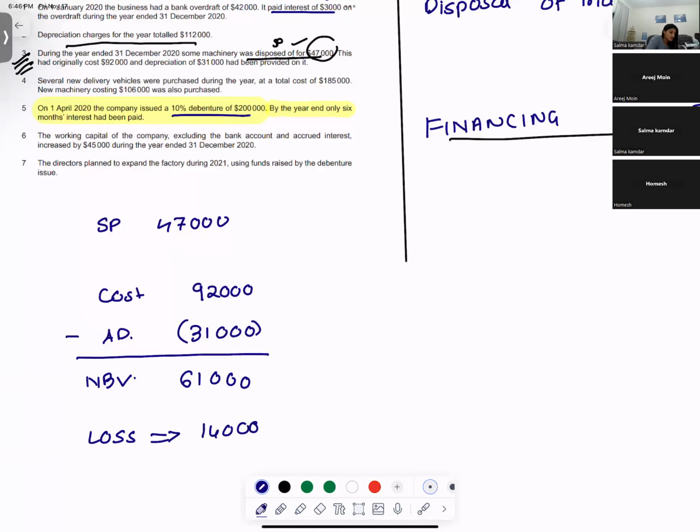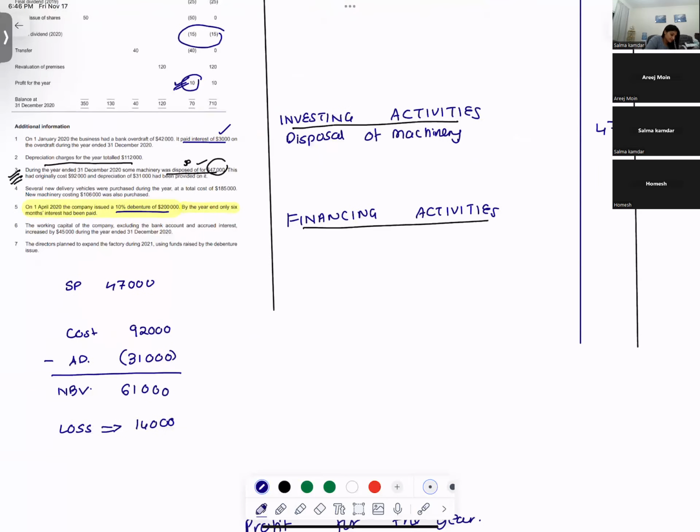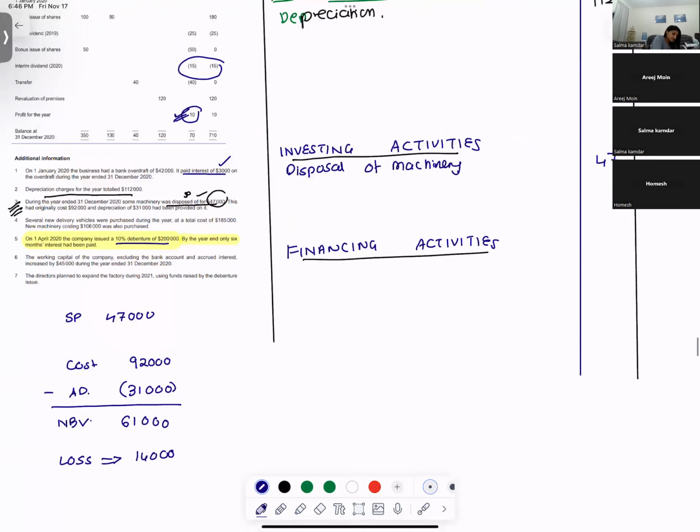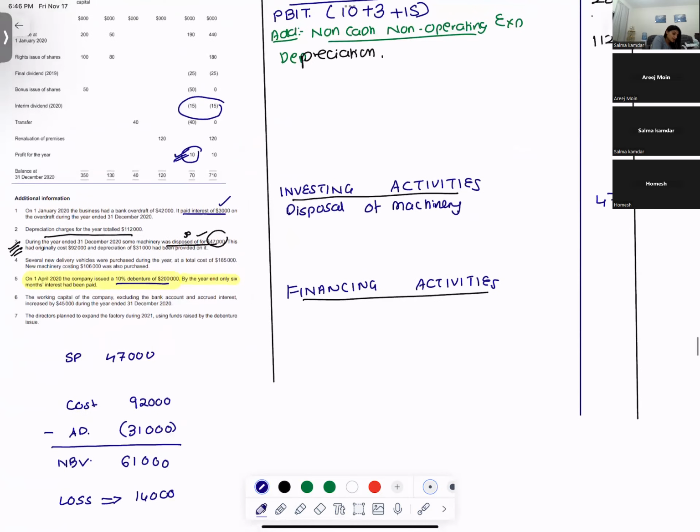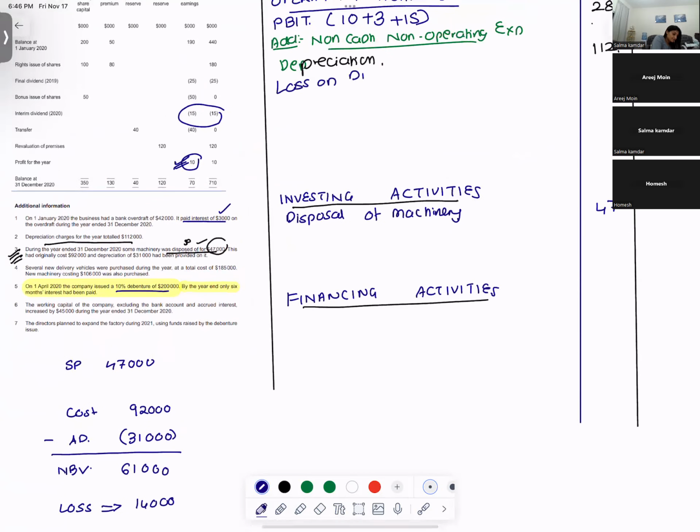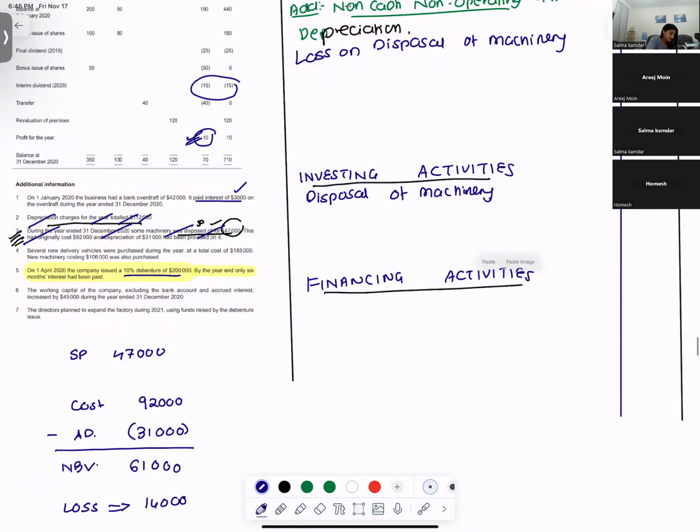Where will I record this loss on disposal? Non-cash expenses. So loss on disposal of machinery, 14,000. Are you with me? Yeah, miss. With this, the second adjustment is over. Let's go to the next adjustment.